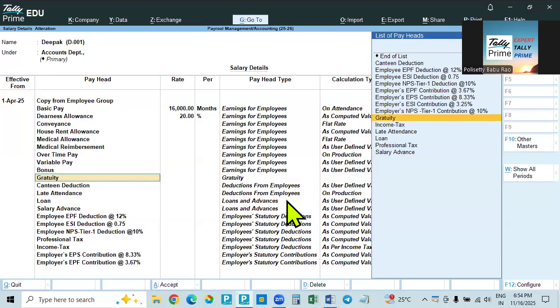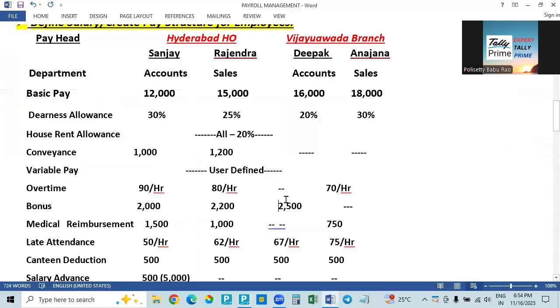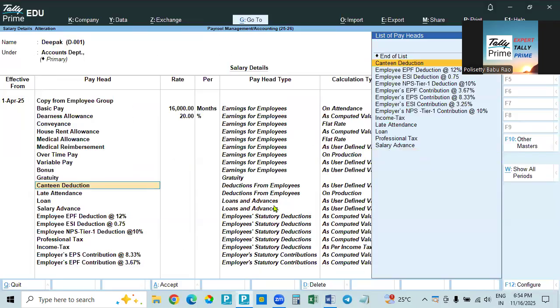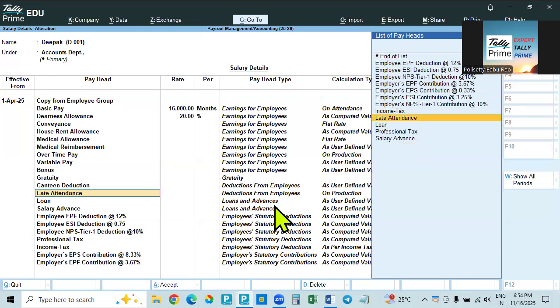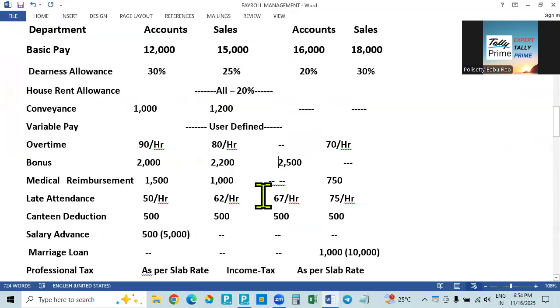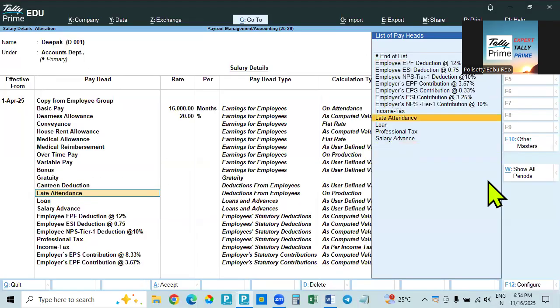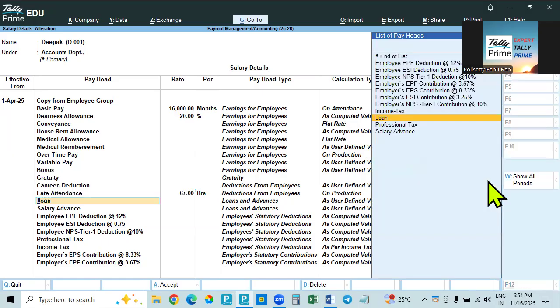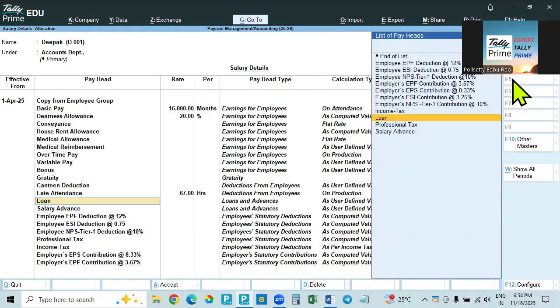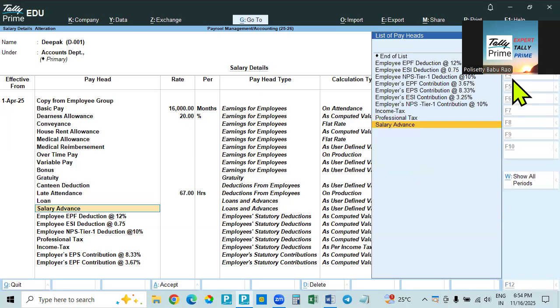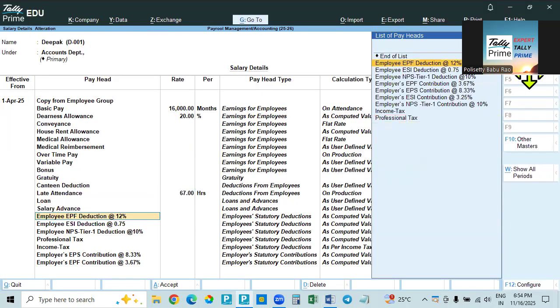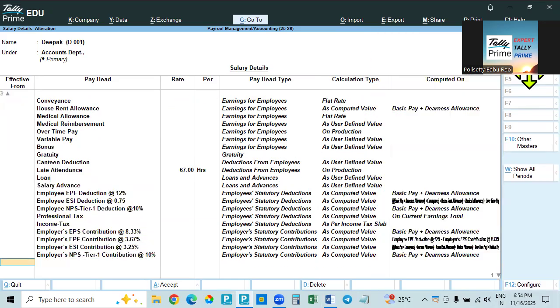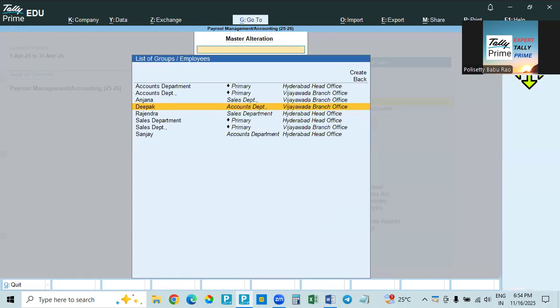Then the gratuity will be calculated at the end of the service. Then canteen deduction is 500 rupees to everyone. That will be user defined only. And then late attendance. So late attendance to him, it is 67 rupees per hour. Then loan. So there is no loan to him. Okay. And then there is no salary advance. No salary advance, there is no loan. So come down, all this will be calculated automatically.